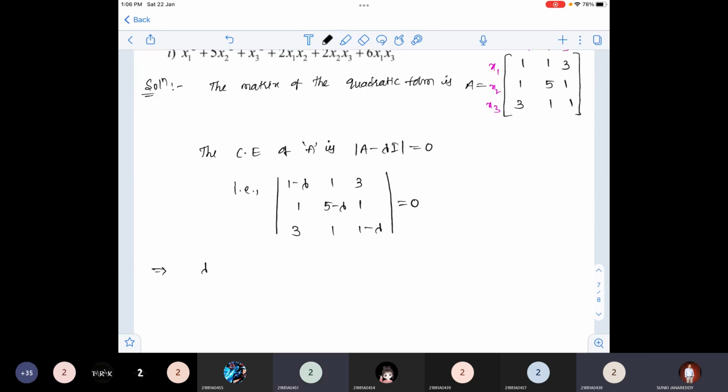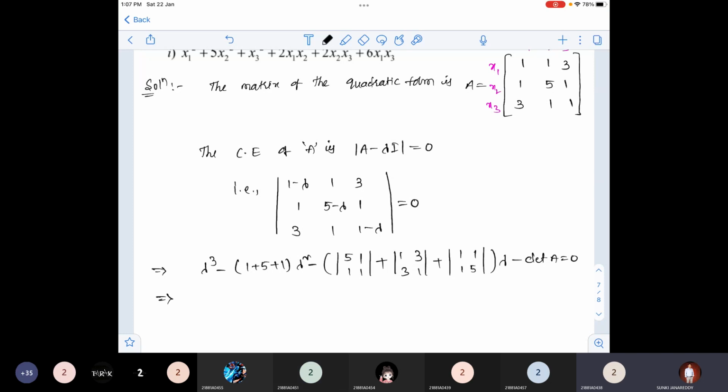The characteristic equation: first lambda cube minus trace. What is the trace for this? 1 plus 5 plus 1, that is 7, into lambda square. Next minus the sum of the minors of principal diagonal elements: leave first row and first column, we get 5 1 1 1; leave second row and second column, we get 1 3 3 1; leave last row and last column, we get 1 1 1 5, into lambda, minus delta is equal to 0.